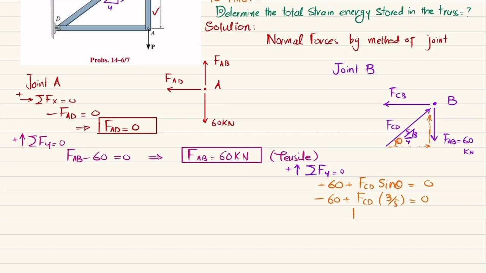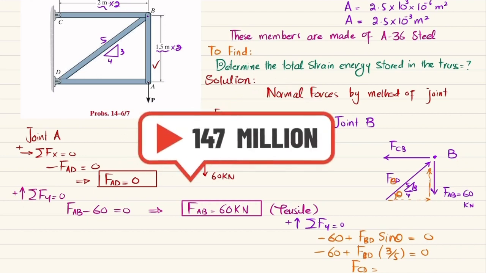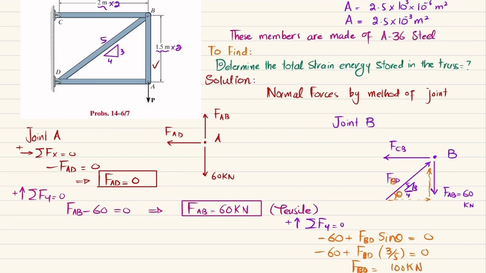So again, when you solve this, you will get FBD, not FCD. This is FBD. So FBD, correct it as well. FBD is equal to 100 kilonewton. Now this FBD is the force exerted by this member BD on point B. As a result, the load or force in this member BD is compressive in this direction. So I will write it here as compressive.